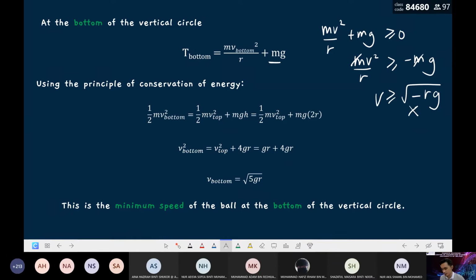So that's why we use the principle of conservation of energy to derive the velocity at the bottom. So we cannot use this method. So how? We have to use the principle of conservation of energy. Okay, what does conservation of energy tell us?